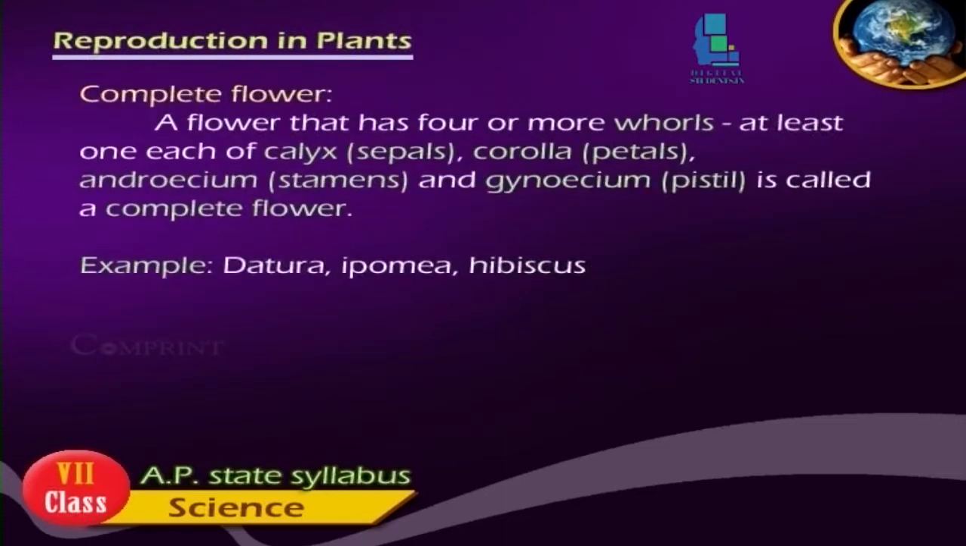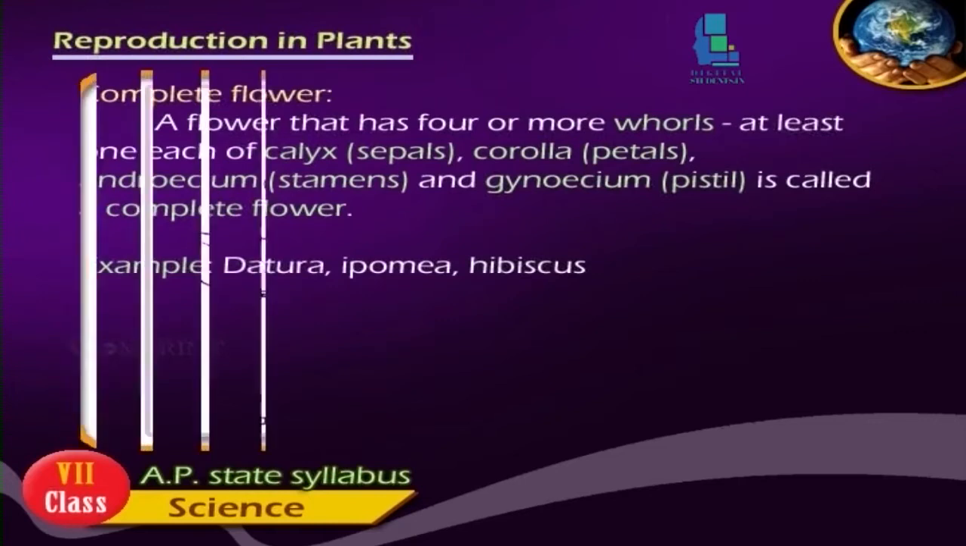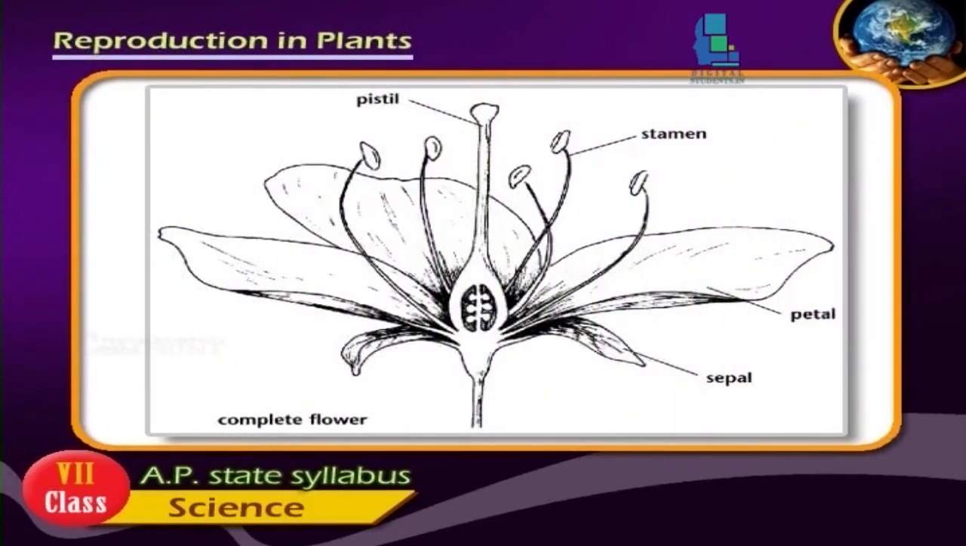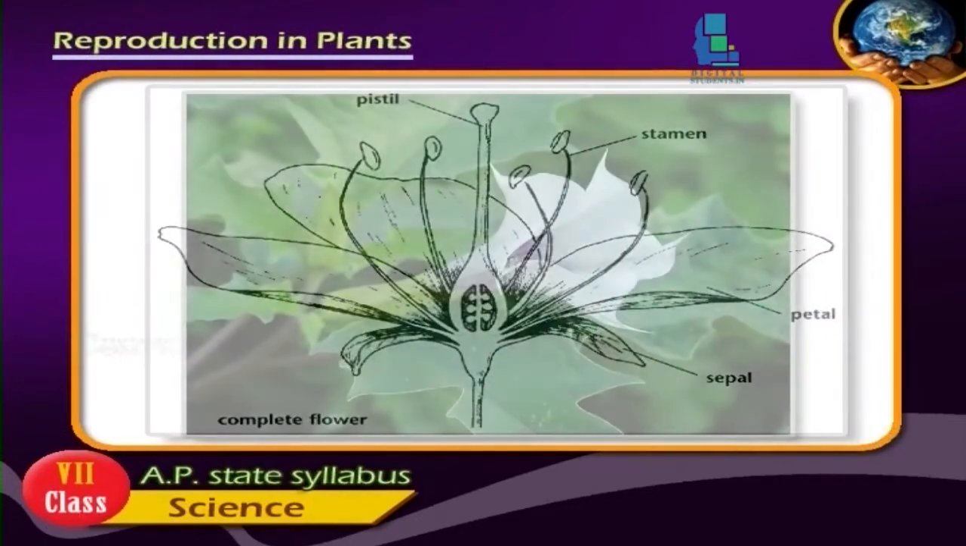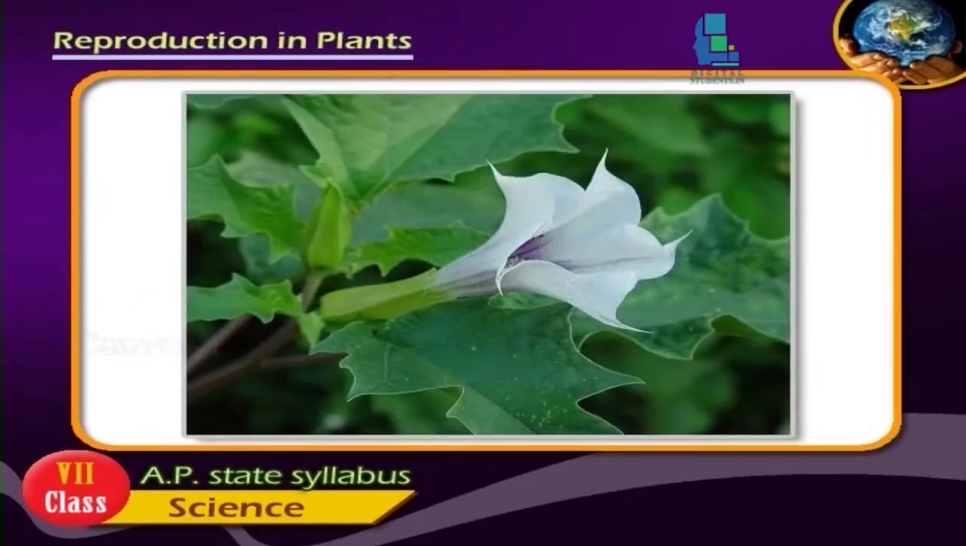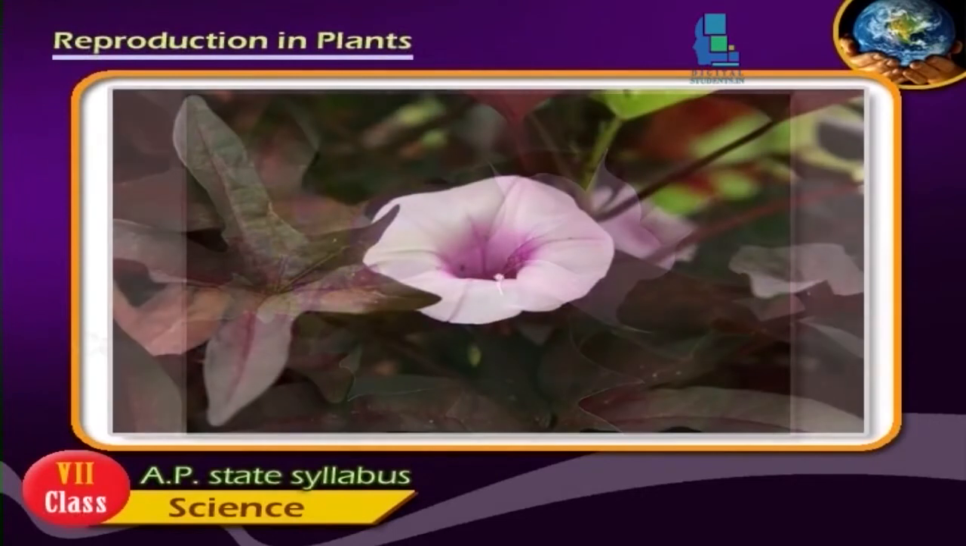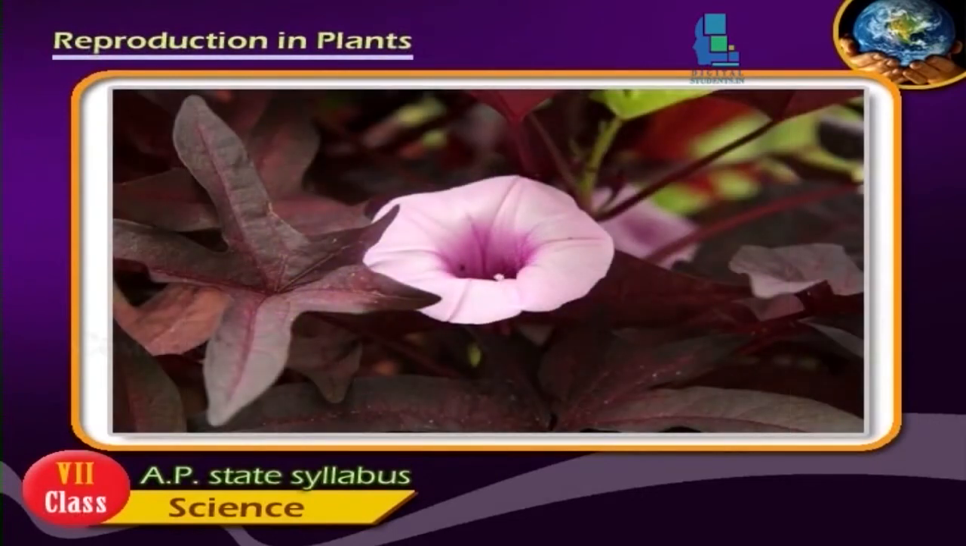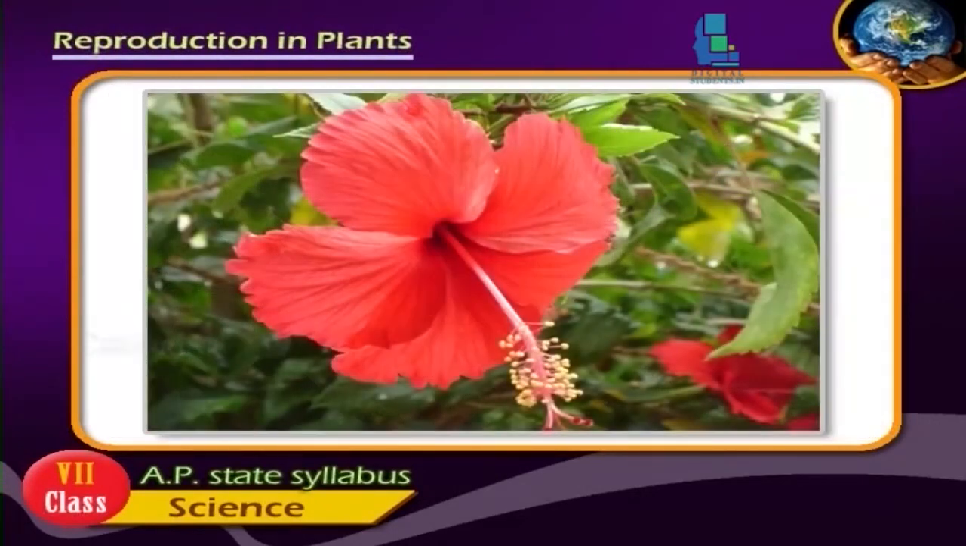Complete flower. A flower that has 4 whorls, at least one each of calyx, corolla, androecium and gynoecium, is called a complete flower. Example: datura, ipomoea, hibiscus.